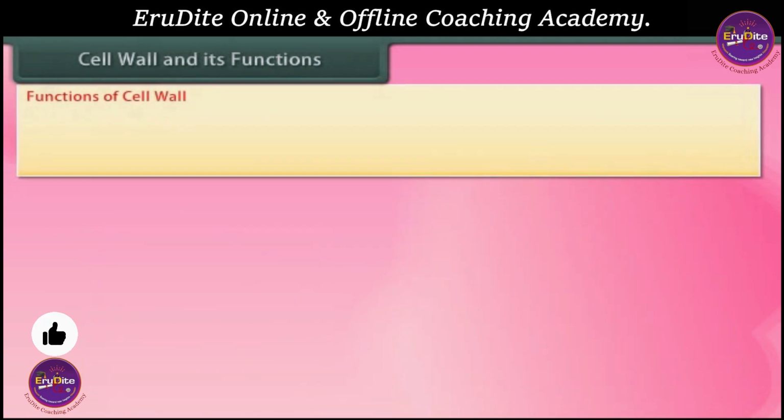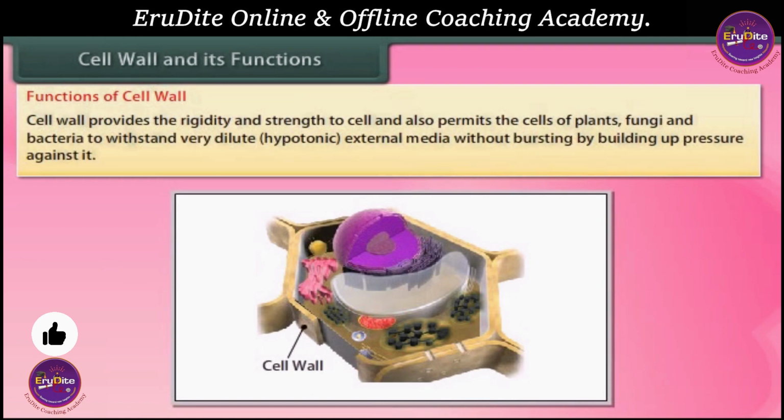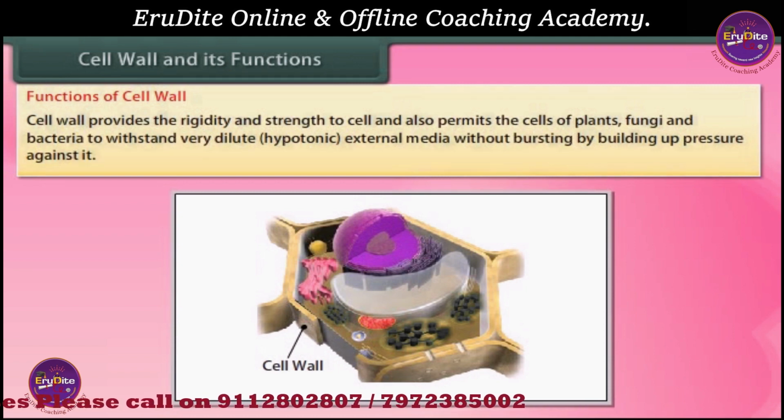Functions of cell wall. Cell wall provides the rigidity and strength to cell and also permits the cells of plants, fungi, and bacteria to withstand very dilute hypotonic external media without bursting by building up pressure against it.